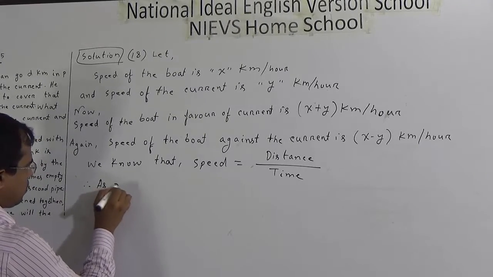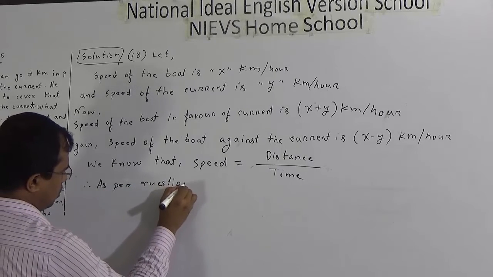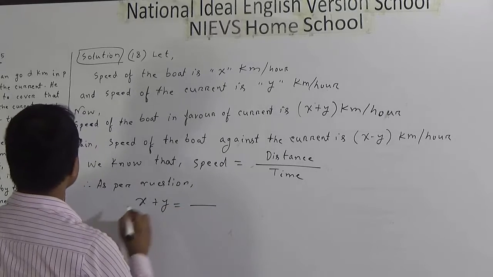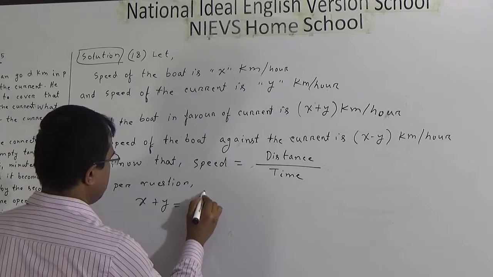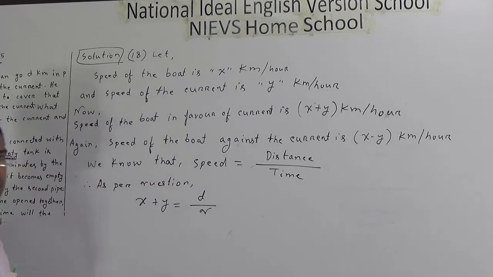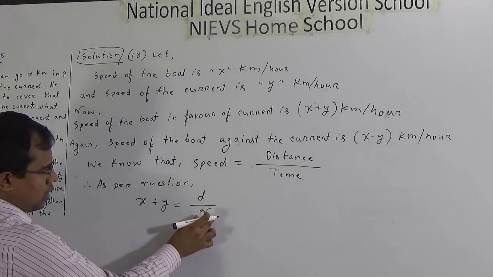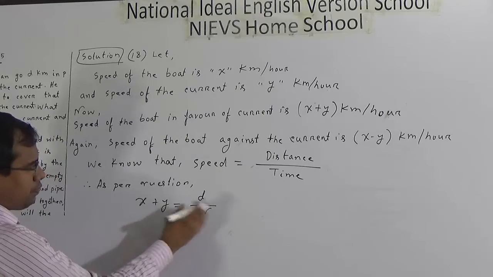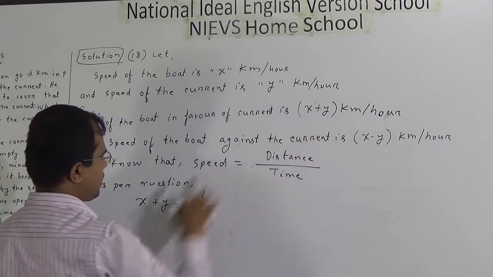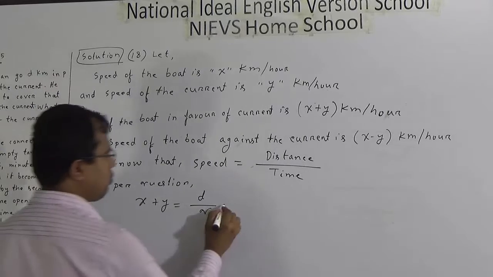Therefore, as per question, x plus y equal to d divided by q. Here d is distance and q is time. So d by q means speed of the boat in favor of current, and speed of the boat in favor of current is x plus y. So we can write x plus y equal to d divided by q. This is equation number 1.